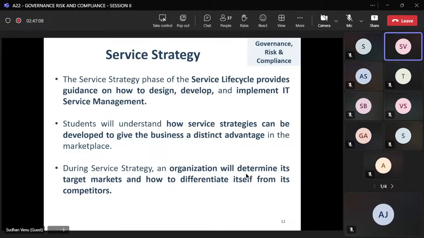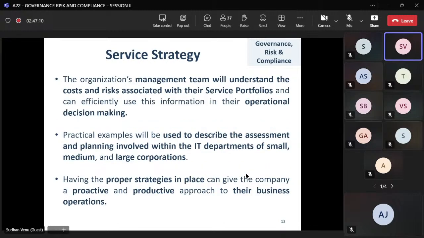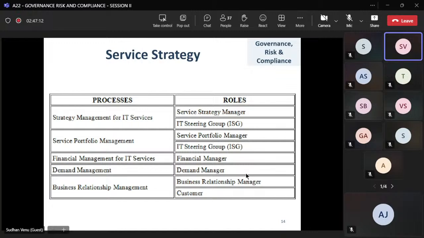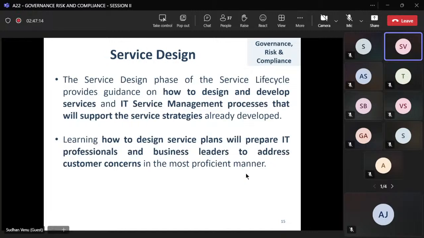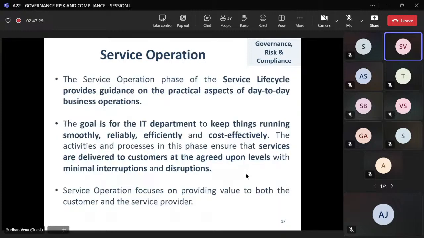So this will be explaining, for all the PPTs, what is service strategy and what are the processes and roles that we have, and service design, how to design and develop services and IT service management processes, and how we'll be supporting service strategies, how to design service plans, and how the preparation will be handled by the IT professionals and business leaders to address the customer concerns in terms of design services and the operation in the life cycle, the way of the guidance to practical aspects of the day-to-day business operations.